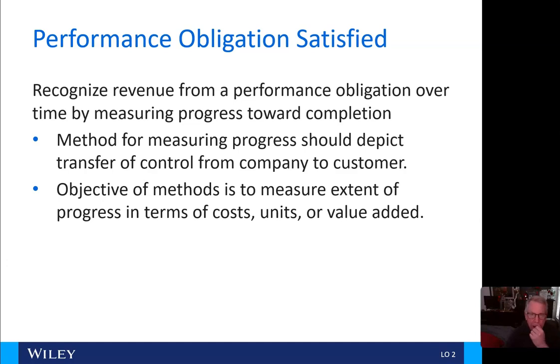So we're going to recognize revenue from a performance obligation over time by measuring the progress towards completion. So number 1, the method for measuring progress should depict transfer of control from company to customer. And then number 2, the objective of methods is to measure the extent of progress in terms of costs, units, or value added.